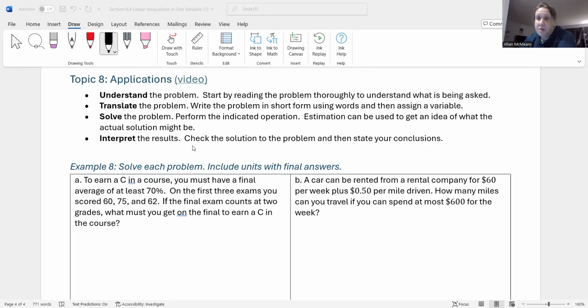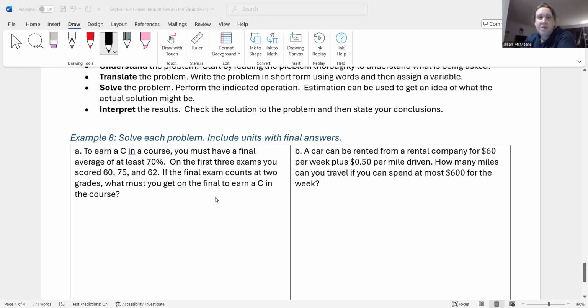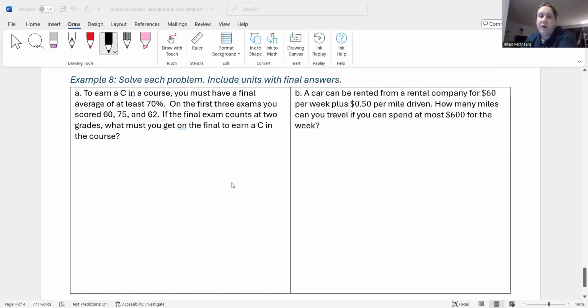And then always interpret the results. Just because you have solved the inequality does not necessarily mean you have answered the question. So make sure you answer the question fully, okay? So for example 8, it says solve each problem, include units with final answers.